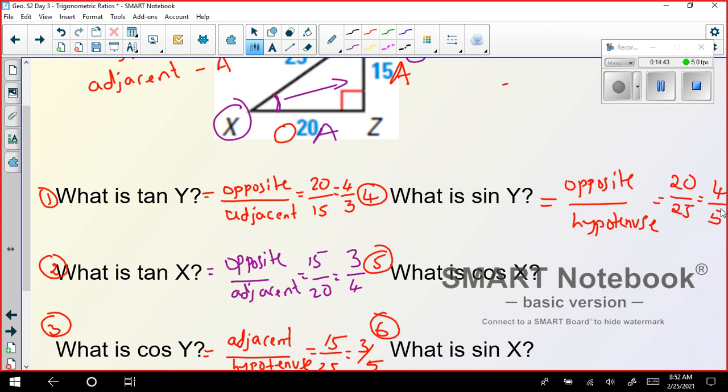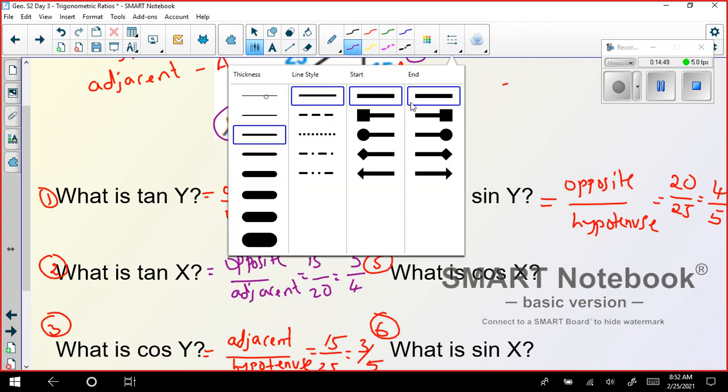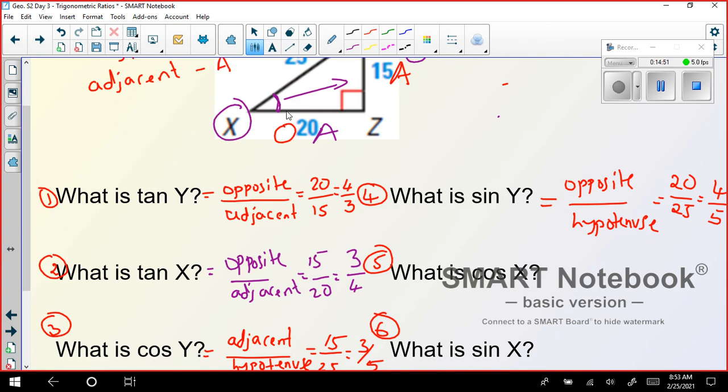Let's see the cos x. And for x, we were using purple. And cos is nothing but adjacent over hypotenuse.